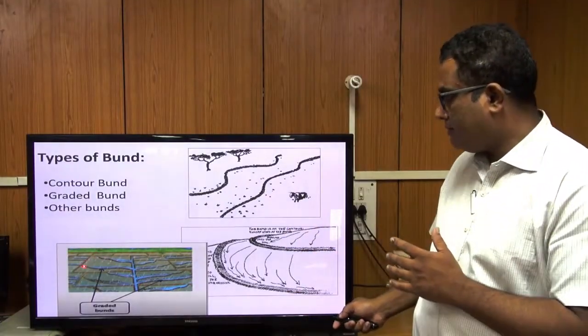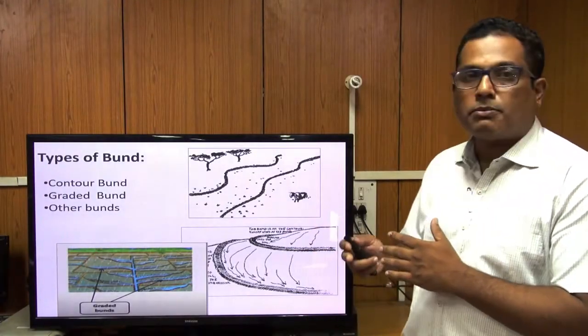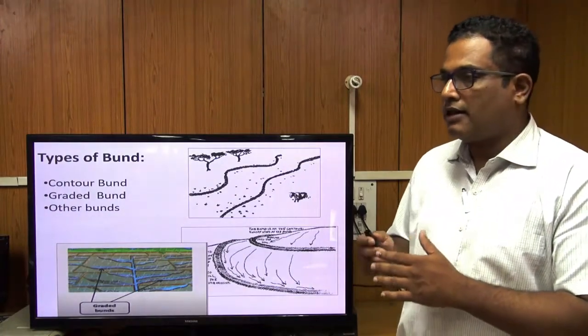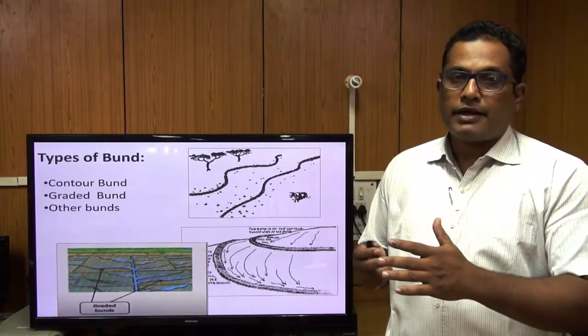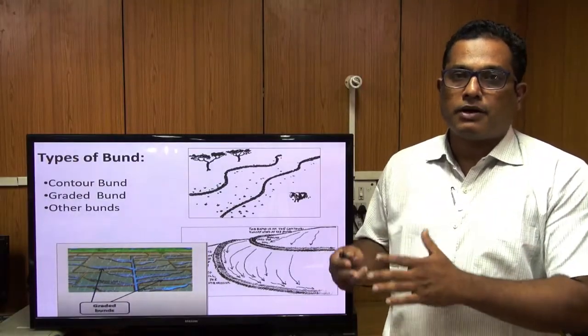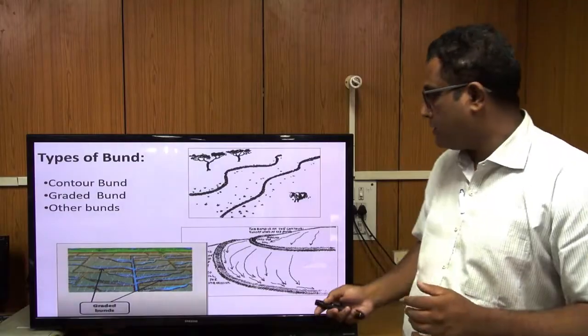So that is one of the problems with contour bund. That is one of the reasons why the area under contour bund has not increased over the last 10, 20, 30 years.